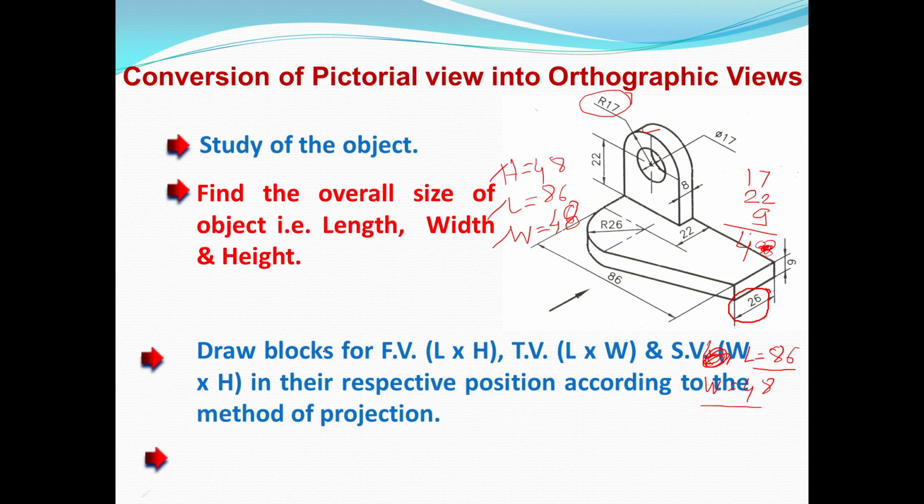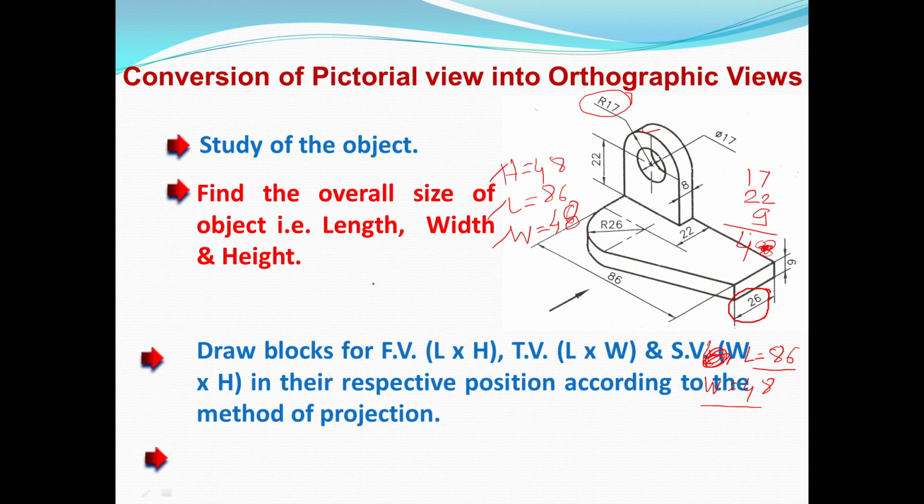Draw the blocks for front view, that is length into height, top view length into width, and side view width into height in their respective position according to the method of projection. So considering the first angle method of projection, we will first draw the location of the front view, top view, and side view with respect to the first angle method of projection.